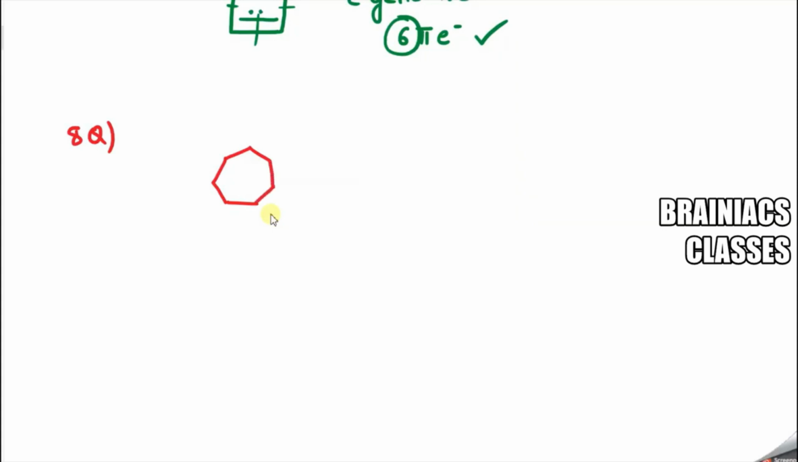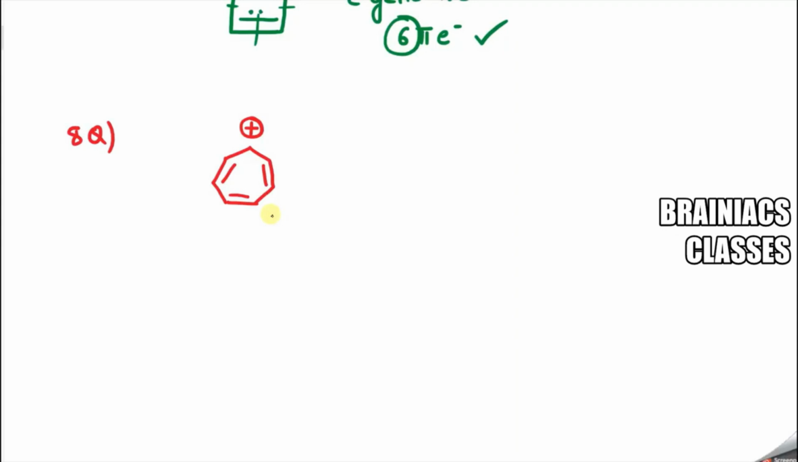Now let me say here a positive charge is present. Then you have a double bond here, and a double bond is present here, and another double bond is present. Now tell me whether this compound is aromatic or not.